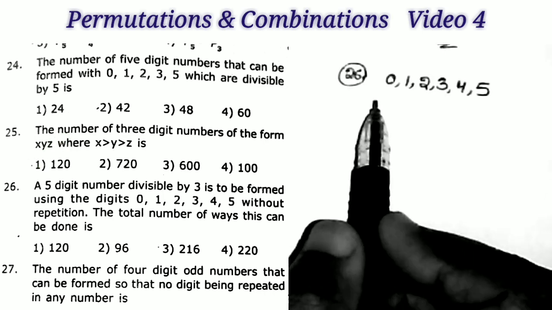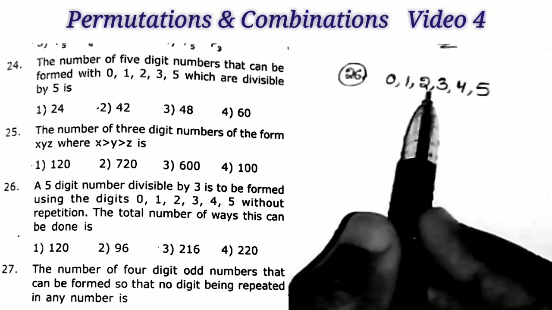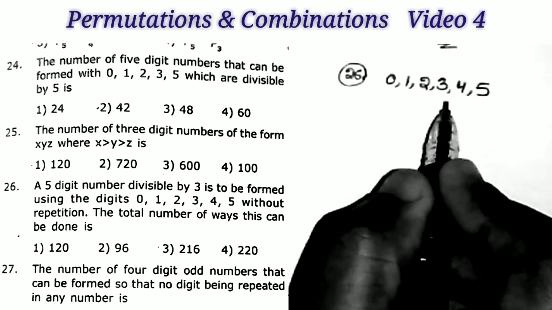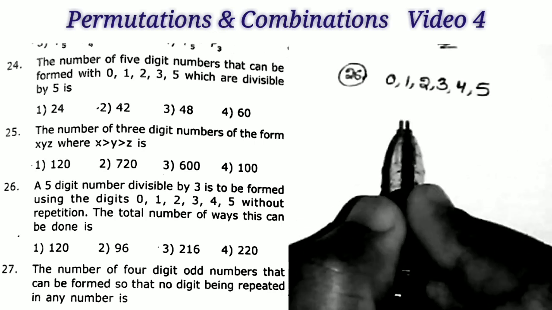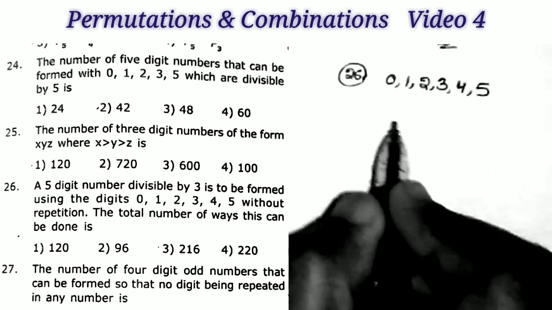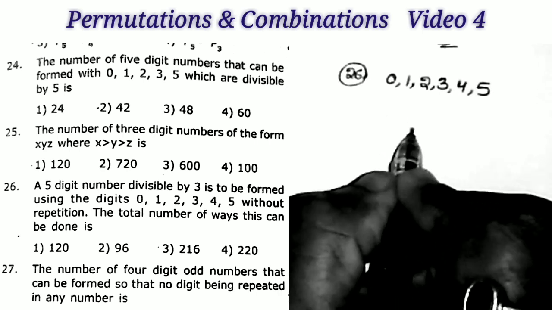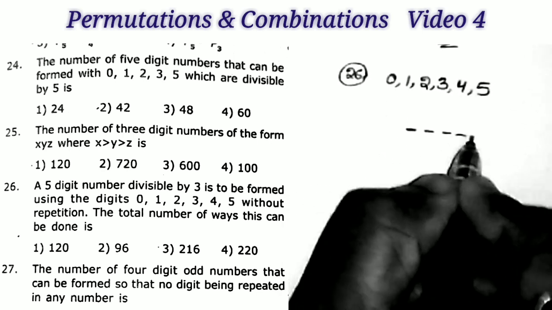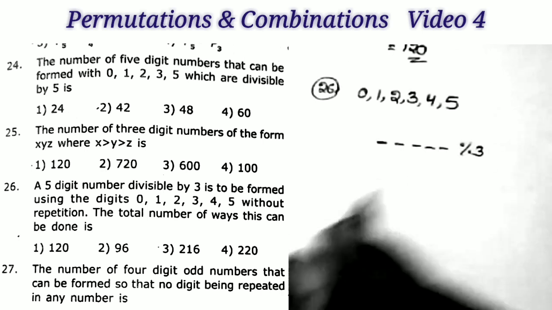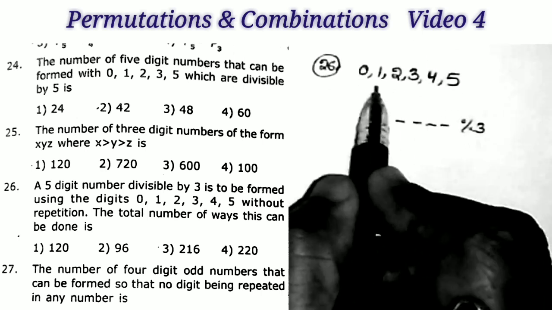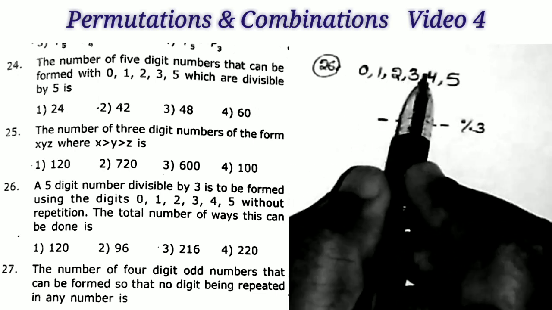A 5-digit number divisible by 3 is to be formed using the digits 0, 1, 2, 3, 4, 5 without repetition. Then the total number of ways this can be done is equal to: the question is, we want the 5-digit number that is divisible by 3. What are the given digits here? 0, 1, 2, 3, 4, 5.